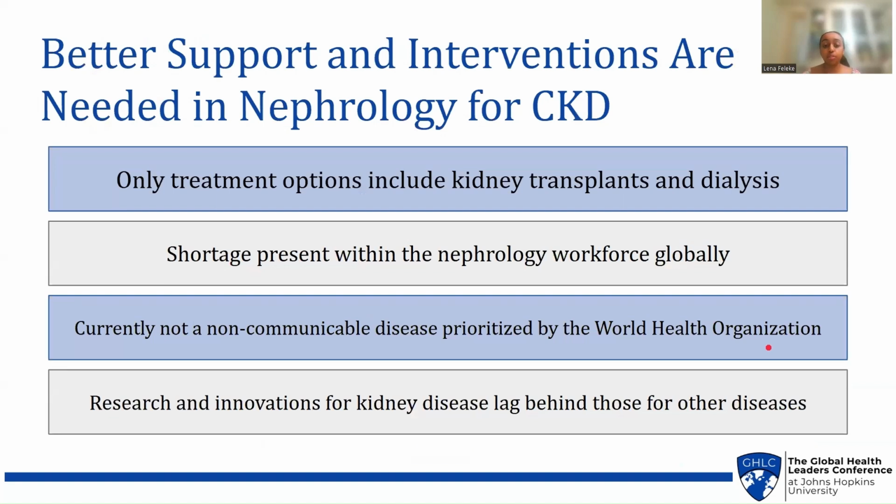Despite its high prevalence and various complications, the only treatment options available for those with chronic kidney disease are kidney transplants and dialysis, which are both ineffective. And there's also a shortage present within the nephrology workforce globally in both developed and developing countries. And the World Health Organization currently has a list of non-communicable diseases that they prioritize. However, chronic kidney disease is not on the list despite it having a higher prevalence than many of those on the list. And also, research and innovation for kidney disease lag behind those for other diseases. So based on this information, better support and interventions are needed in nephrology for chronic kidney disease.